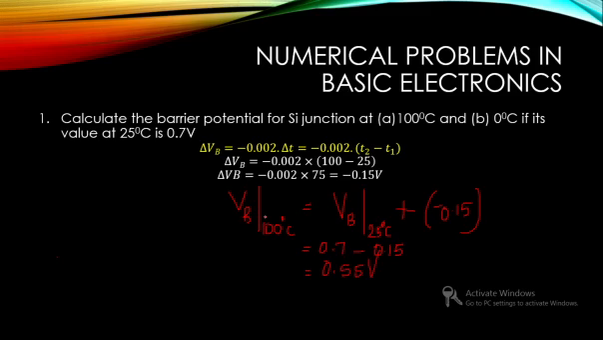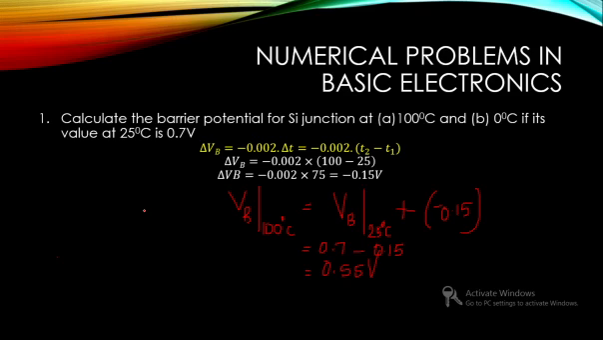So this is evident, that is the difference in VB is the same as the barrier potential at 100 degrees Celsius minus barrier potential at 25 degrees Celsius, equal to delta VB, and delta VB is obtained as minus 0.15, which could be substituted and found out. So similarly you can do it for 0 degrees Celsius also. So you can try out that part of the question.